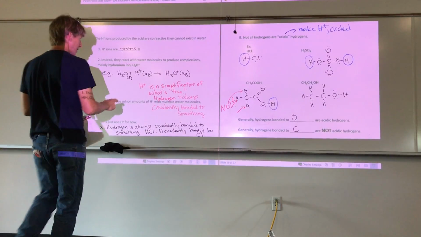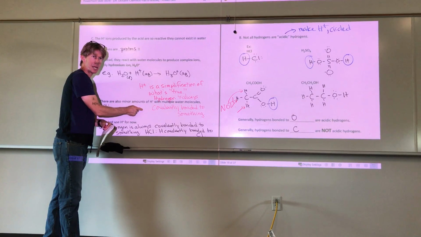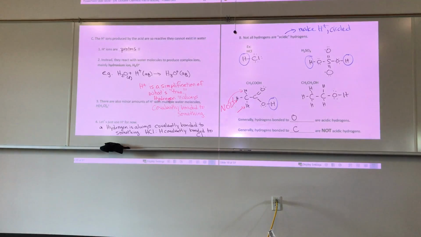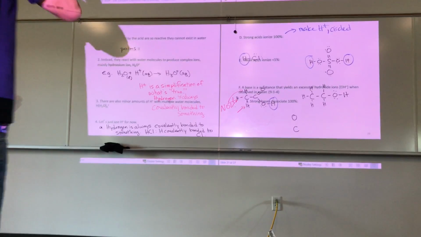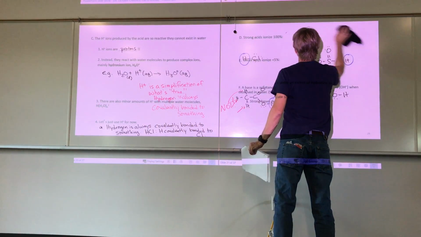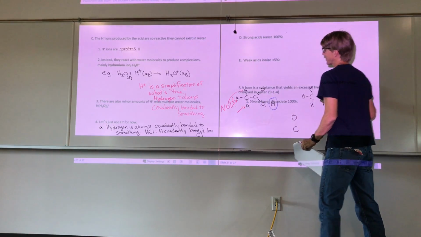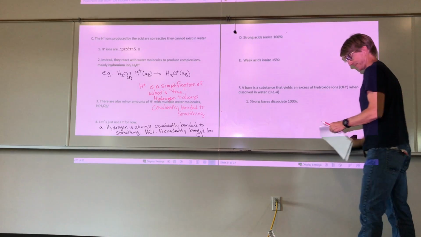So, take-home message. Hydrogen is always covalently bonded to something. Remember that for chapter 11. And you should probably remember it the whole time. We've talked about this, but we're in the acid section now, so we're going to say it again. Strong acids, ionize 100%. Weak acids, less than 5%.